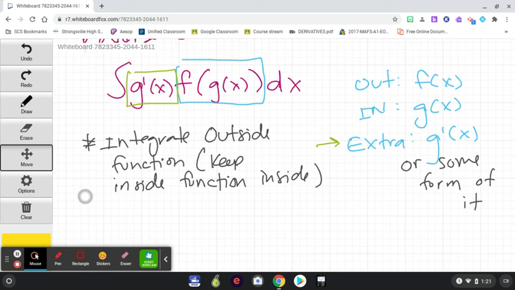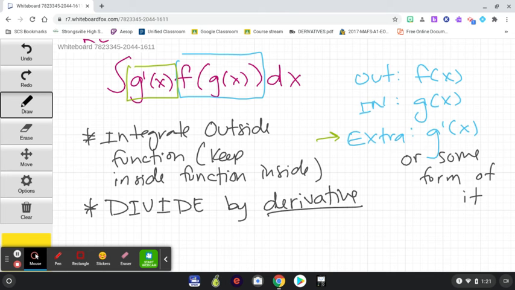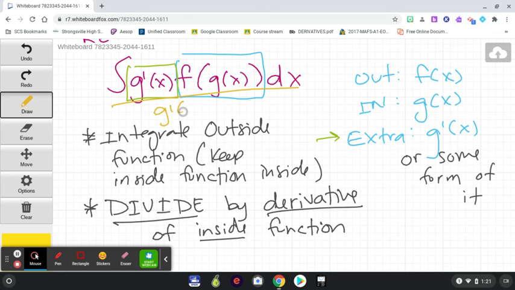Okay? And then here's the next step that you need to remember. Then you divide by the derivative of the inside function. And when I divide by the derivative of that inside function, those two pieces go away. Okay? And so those two pieces are going to go away, which means I don't really have to deal with that extra function at all.